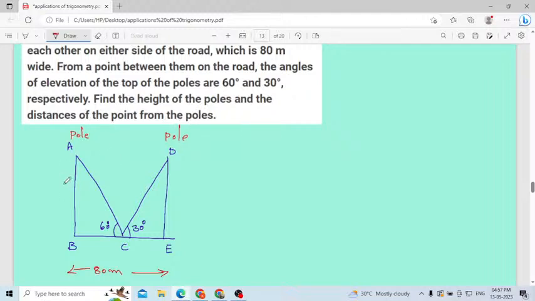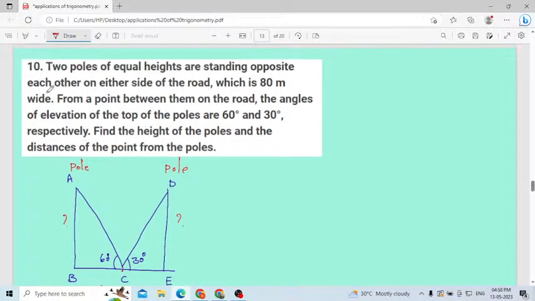You have to calculate the height of the pole and also the distance between the pole and this point C. What is the distance of BC? Then what is the distance of CE? These distances also you have to calculate. Two poles of equal height are given, situated opposite each other, with the conditions given.